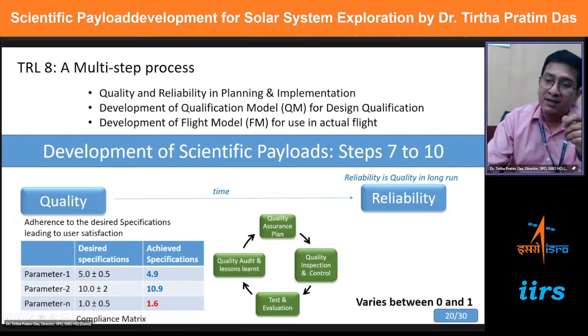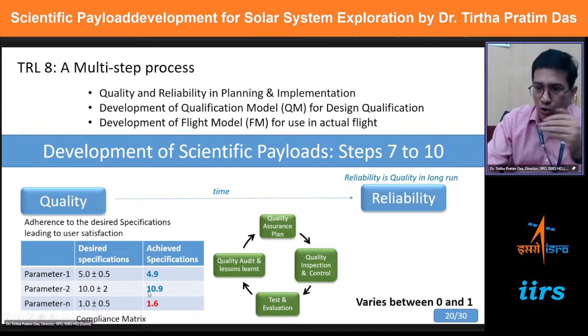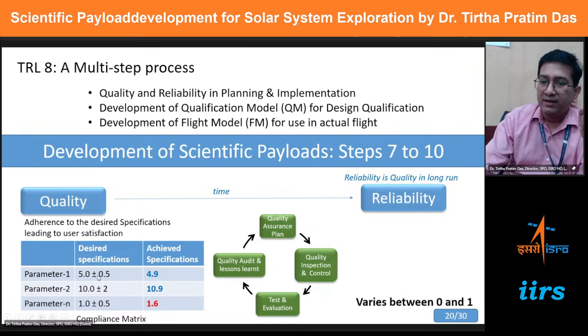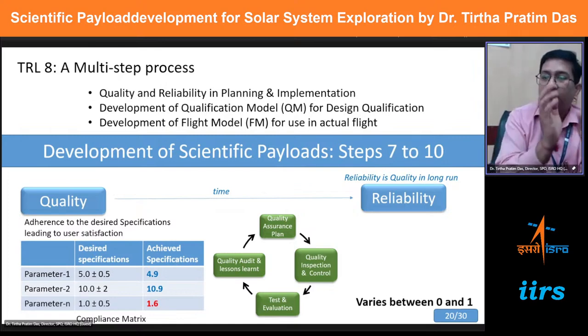And the desired specifications are all listed here. Now I add a third column here, achieved specifications. You see here, row by row. First row, it complies with the requirements. Second row, 10.9 vis-a-vis 10 plus or minus 2. It should be between 8 and 12. It is 10.9, almost 11. Fast. Coming to parameter n, it is beyond the specification. So it is not of good quality. Not of good quality. Okay. So that is the concept of quality.